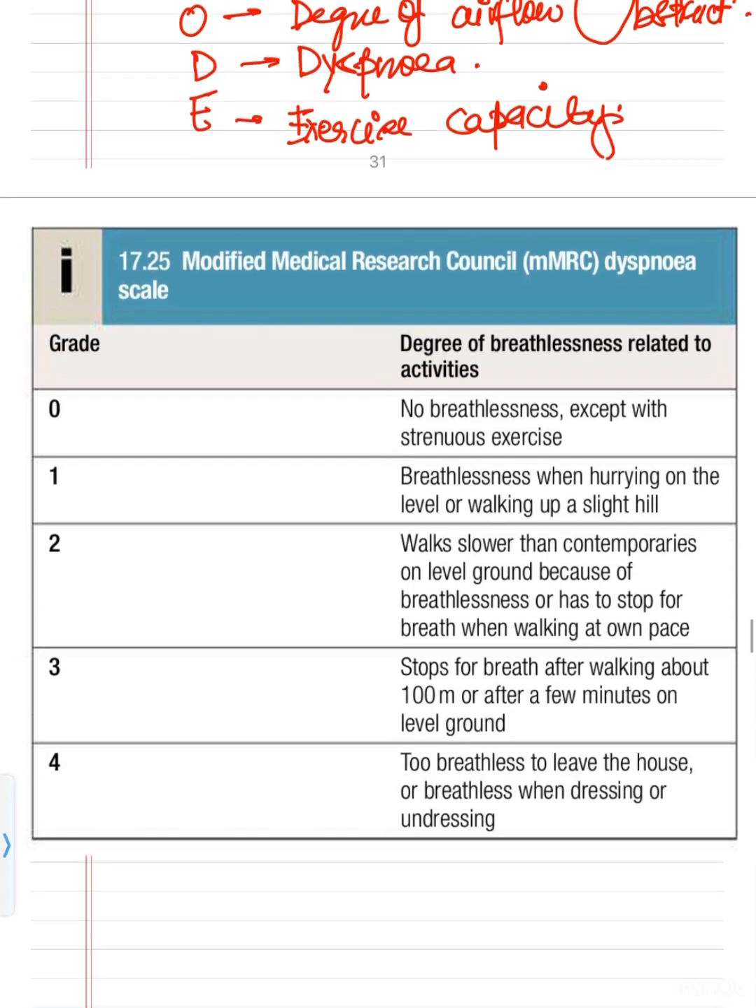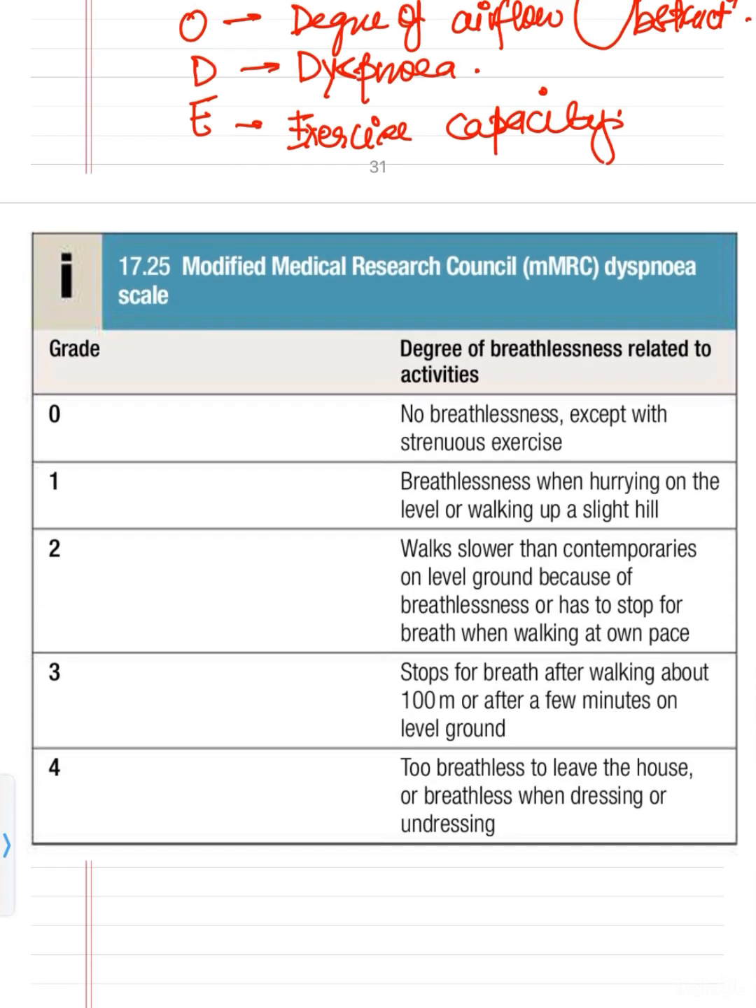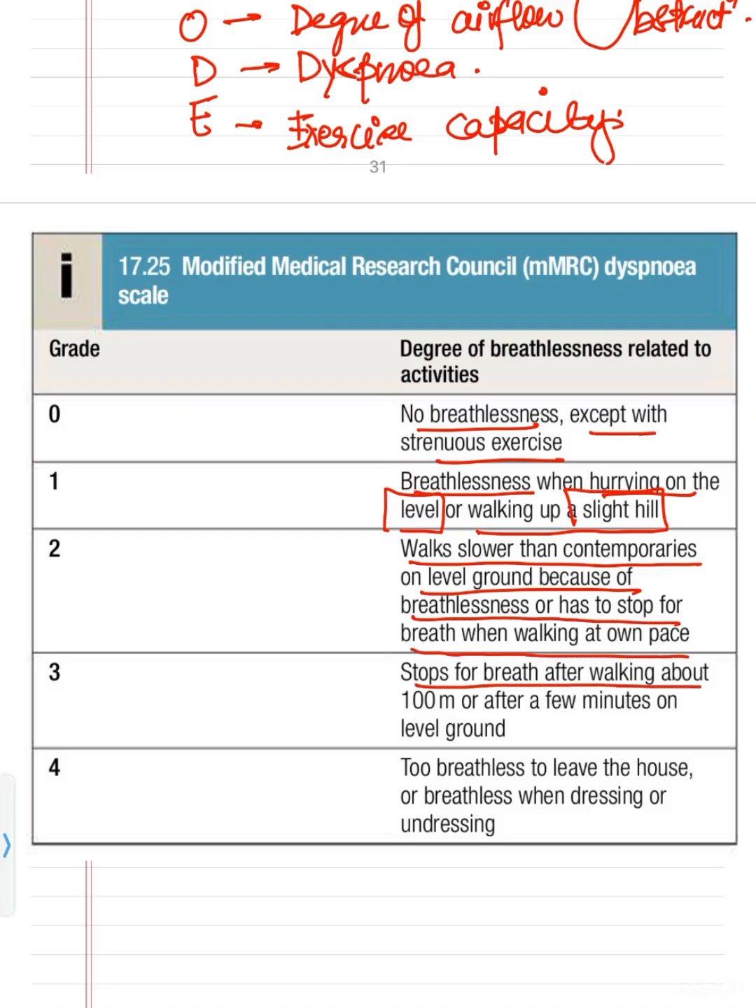If you want to go for the MMRC dyspnea scale, this is 0, 1, 2, 3 and 4. 0 means no breathlessness except with strenuous exercise. 1 is breathlessness when hurrying on the level or walking up a slight hill. Score 2 is walking slower than contemporaries on level ground because of breathlessness, or has to stop for breath when walking at own pace. Then 3 stops for breath after walking about 100 meters or after a few minutes on the level ground. Then 4 is too breathless to leave the house or breathless when dressing and undressing.